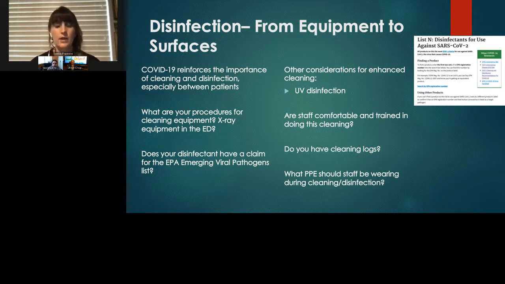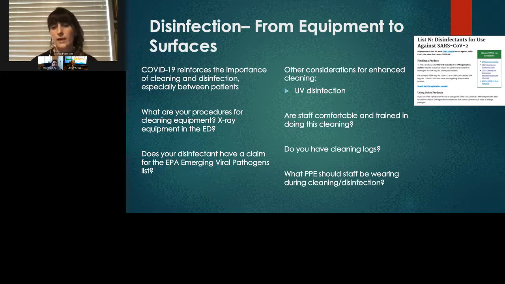But other considerations I know we've talked about a lot in healthcare are a little bit more enhanced cleaning, and that would be UV disinfection. Are you using that in your high risk areas? I know our healthcare facility uses that, and it's not a substitute for the cleaning and disinfection you would be doing regularly, but it is a nice way to add that extra layer of cleaning.